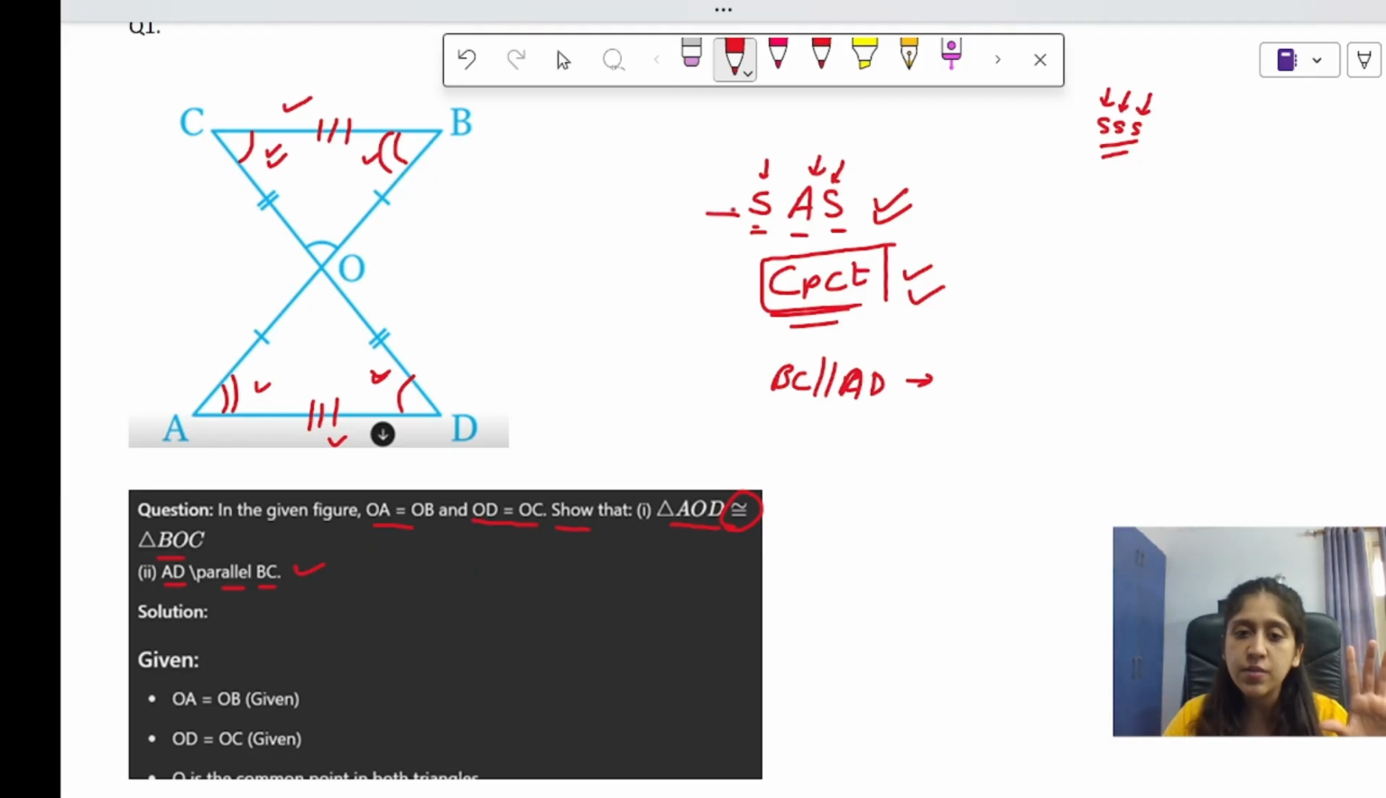ठीक है, पहले मैंने congruency prove करी by SAS. Then using this CPCT, that is corresponding parts of congruent triangles, because of this rule, I have proved that BC is parallel to AD. I hope you all are clear with that. ये CPCT के rules याद रखना है. Rules क्या है? It's just very simple. The name is just a little bit bold, but it's very simple. I hope the concept has been very clear to you.